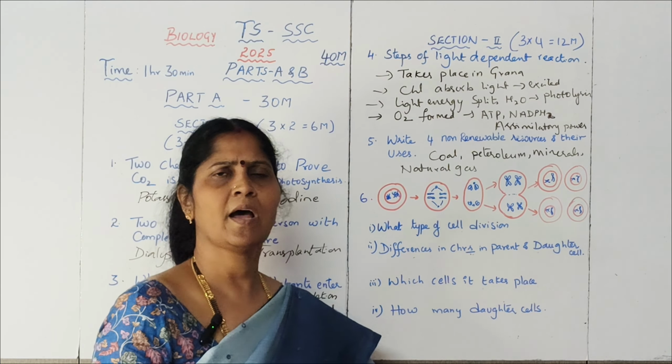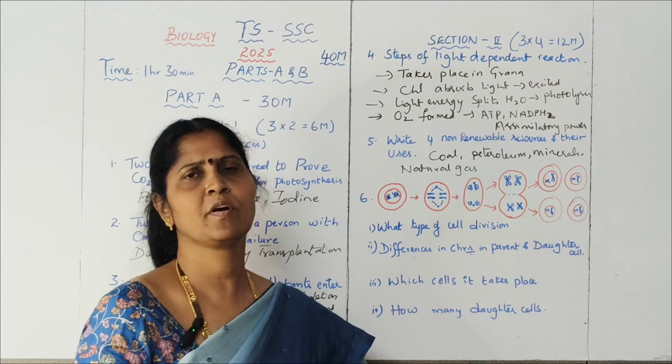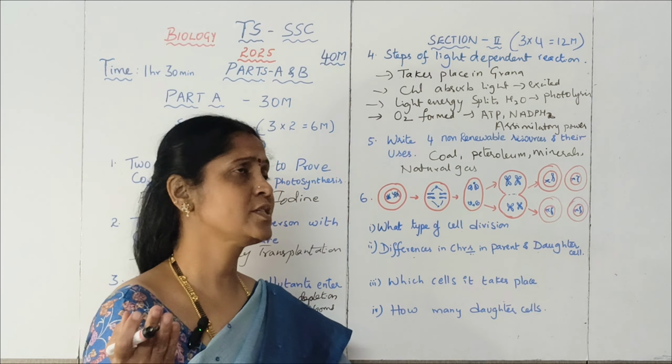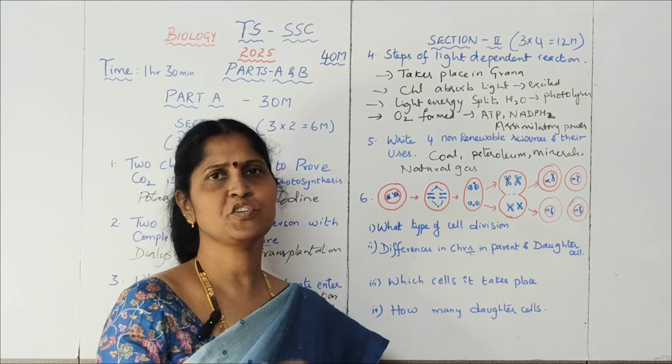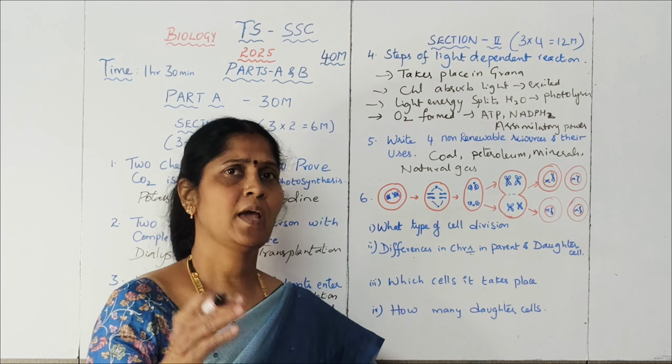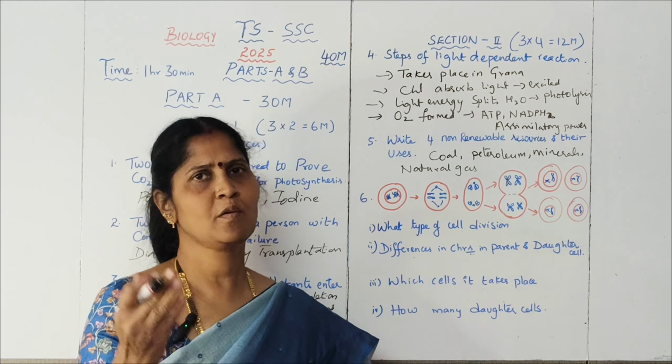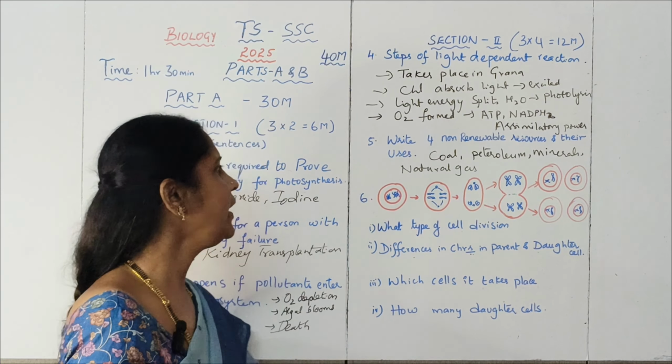It is also used for making plastics and other chemicals. For minerals you can take iron. Iron is used for making different types of machineries. And also you can write bauxite is used for making aluminium. And natural gas, CNG and LPG, are used as fuel for cooking purposes. These you can write down.